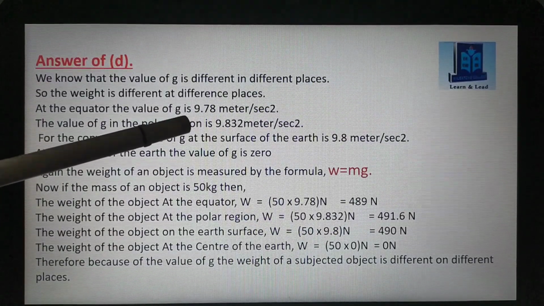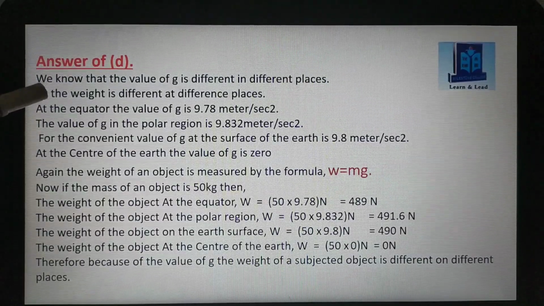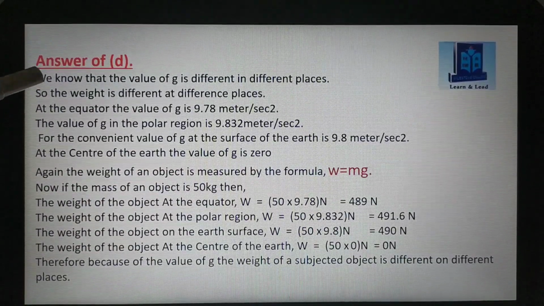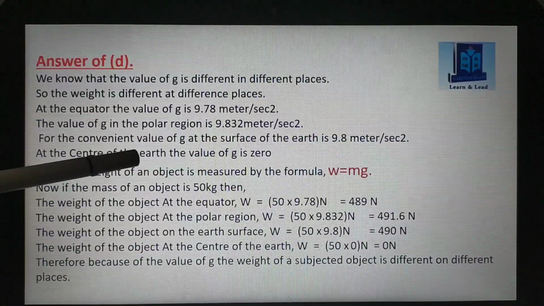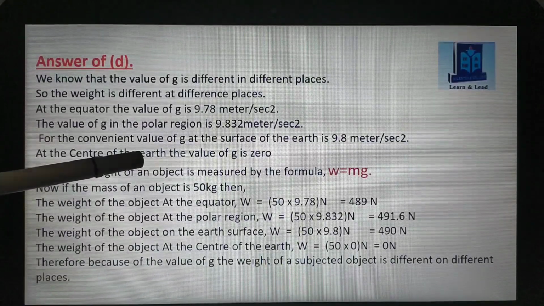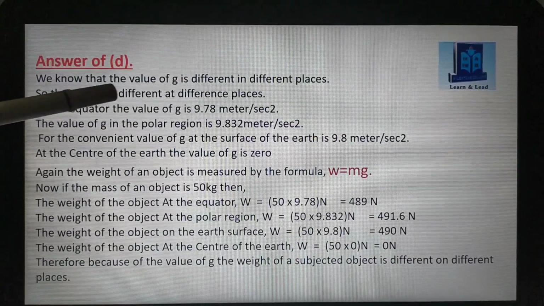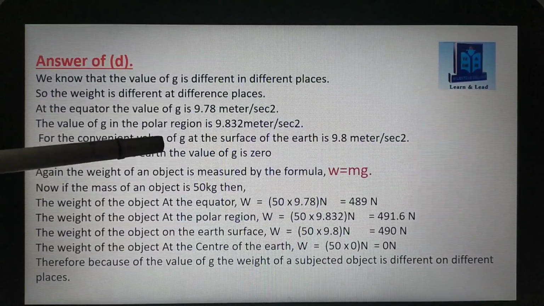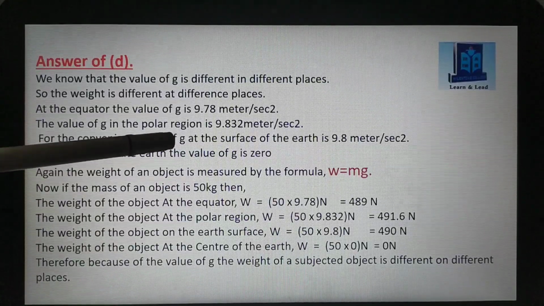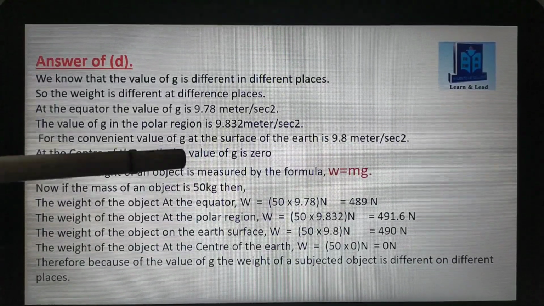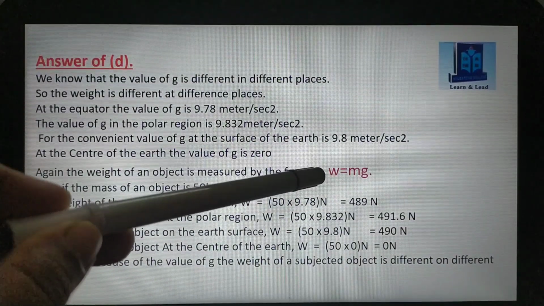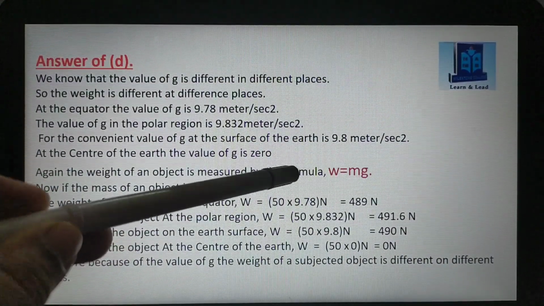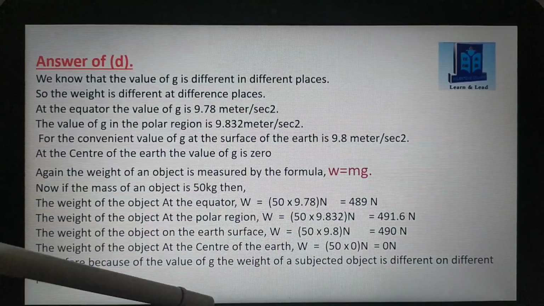You have told the knowledge base part, then you have to write the information: which places, what are the values of G at the equator, the poles, then the convenient value. Convenient value means the standard value, and at the center. Then what is the formula of weight? You have to apply all these cases.